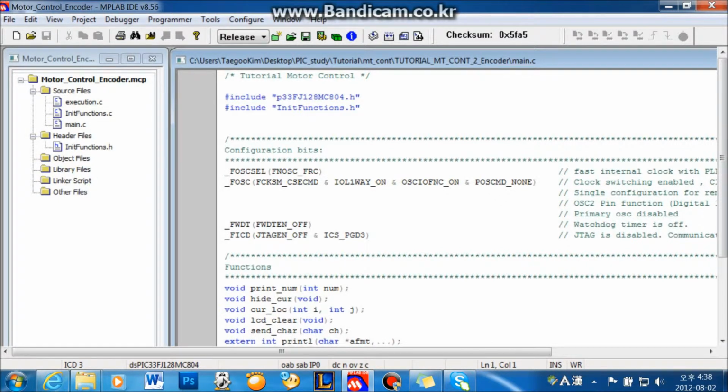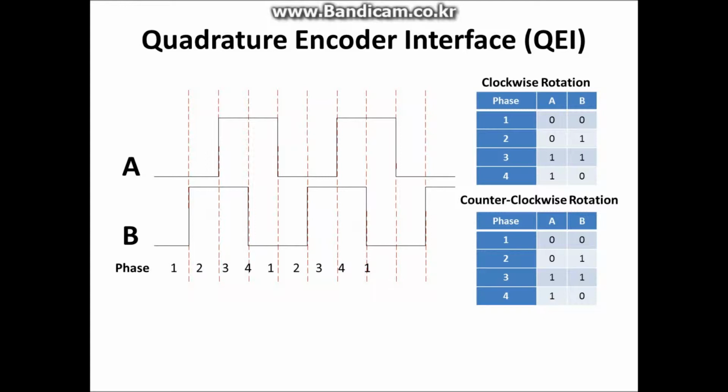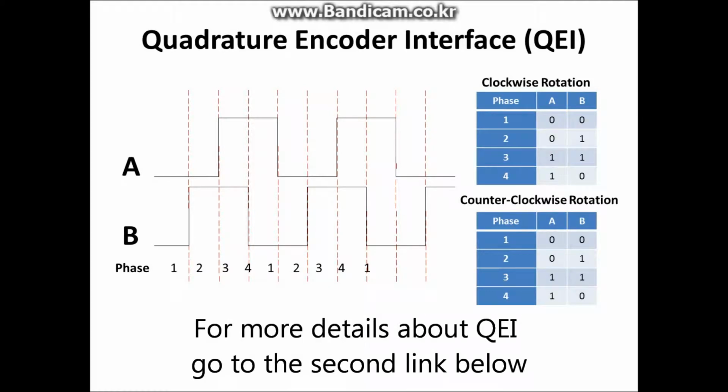First, let's talk about the Quadrature Encoder Interface, which is simply called QEI. There are two QEI input signals, which are A and B. The combination of 1 and 0 from each of two A and B input signals can be calculated as shown in the tables. For more details about QEI, refer to the second link below.